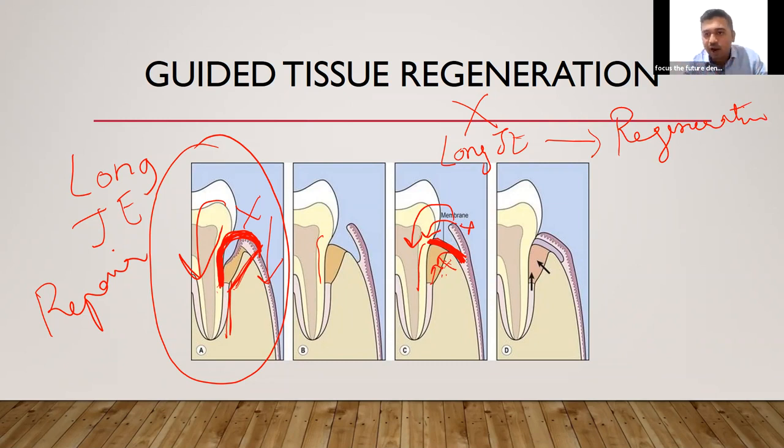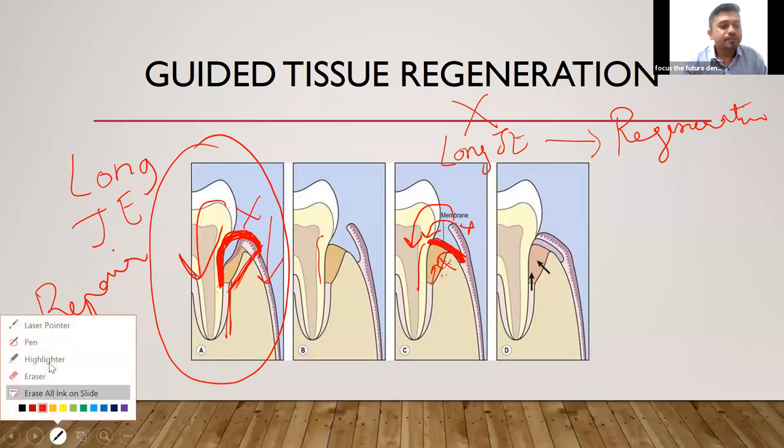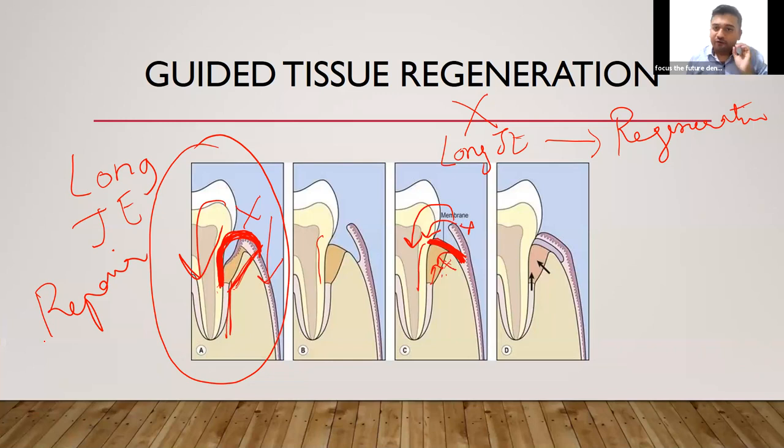Is this clear? Till now, is it clear? What we talked about: what is repair? What is regeneration? What is normally happening when you just do a scaling and root planing? And what do we do separately for regeneration to occur? Is it clear? Okay, very good. I hope till now it is clear.